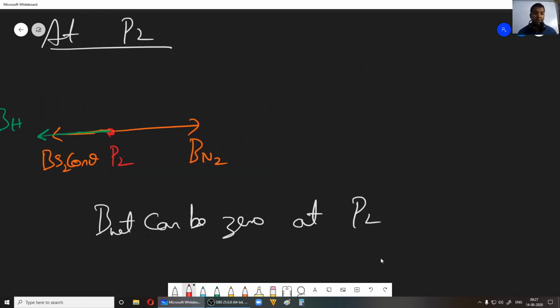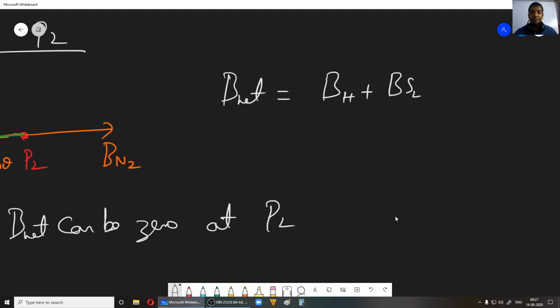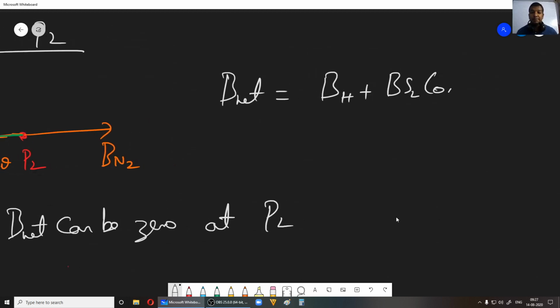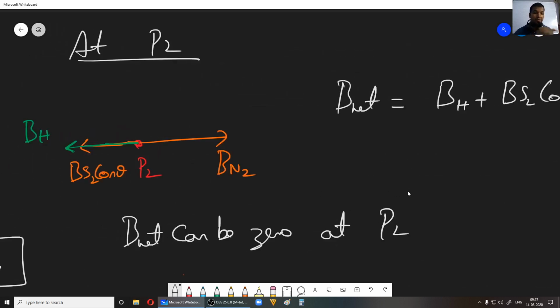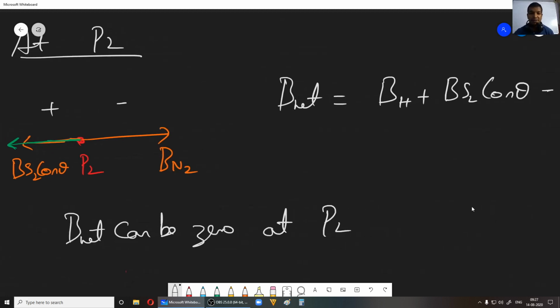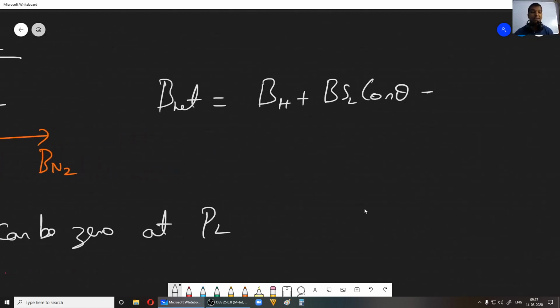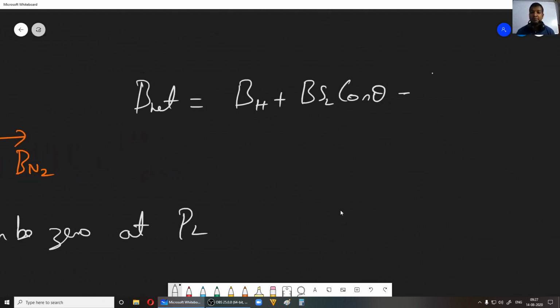Now what we have to do is, you can write the net magnetic field, right? So you can write it as BH plus Bs2 cos theta, minus, I have taken the vectors on the left to be plus in this case. Now the vectors on the right I have taken as minus. It is up to you, right? Now minus Bn2, that has to be 0.